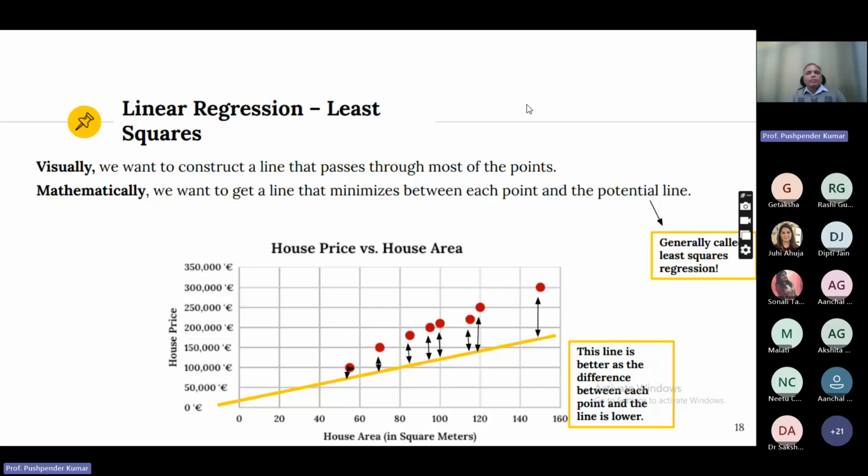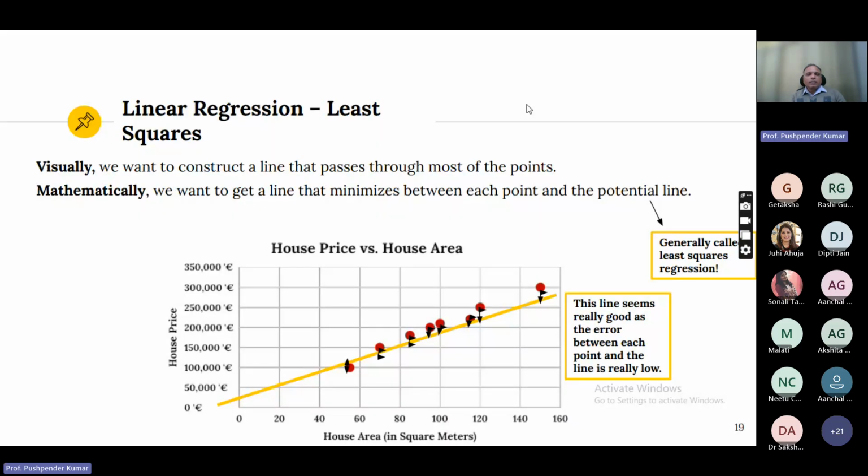Here you see we are coming close to the line. The line is better as the difference between each point and the line is lower. Okay, this is the perfect line, right? But still, this line seems really good as the error between each point and the line is really low. I'm showing you a pictorial representation, and with the data you can easily calculate what actually happens behind the line.